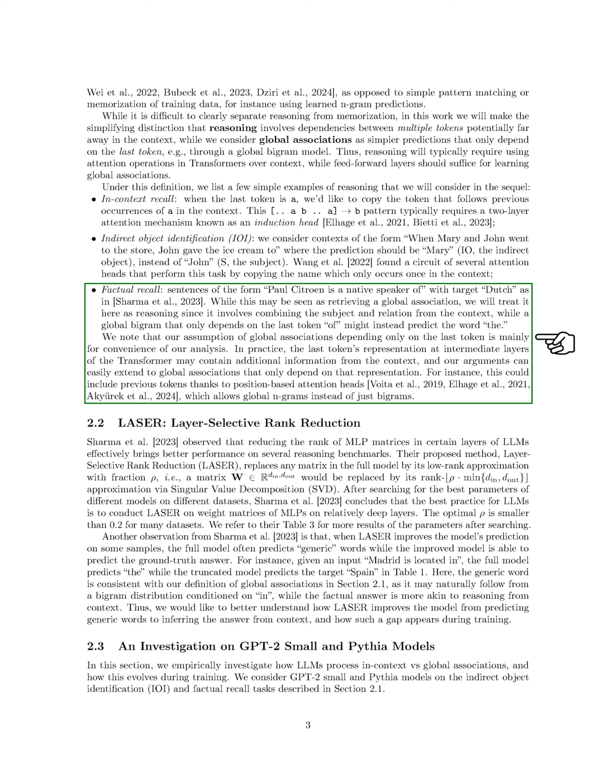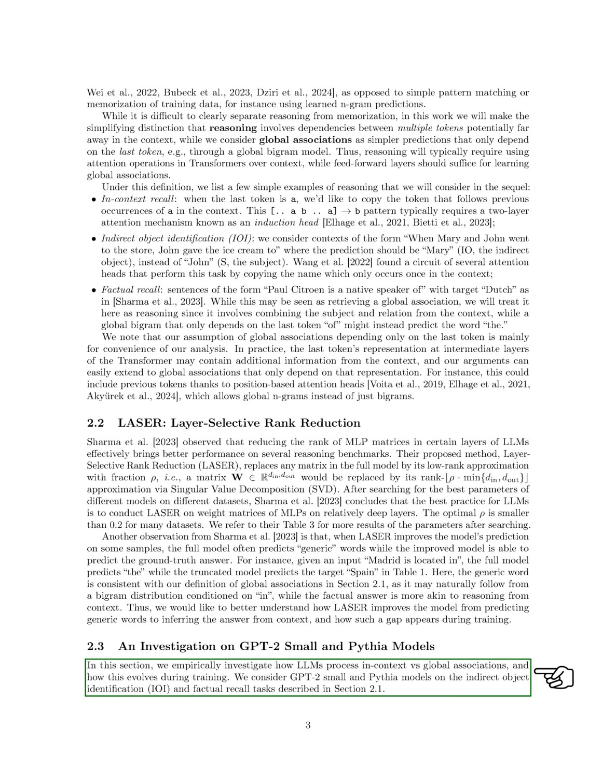Section: Layer Selective Rank Reduction. In this section, we empirically explore how large language models, LLMs, handle associations within context versus global associations, and how this changes during training. We focus on two models, GPT-2 Small and Pythia, and examine their performance on tasks involving indirect object identification, IOI, and factual recall.